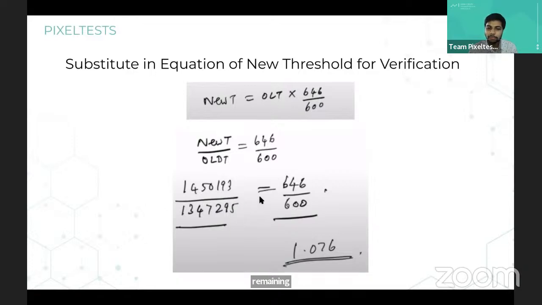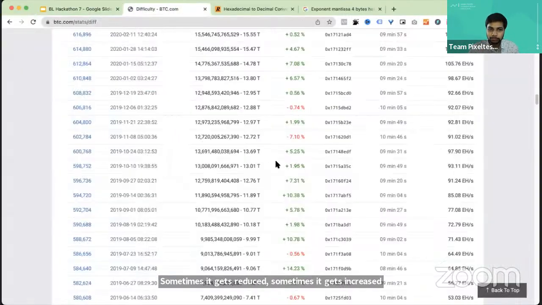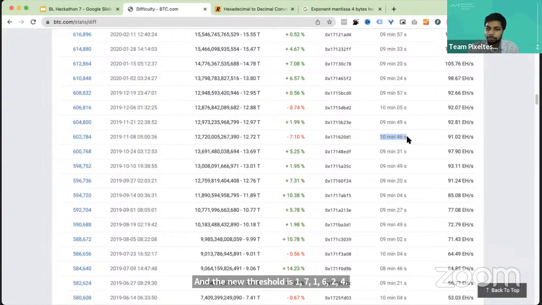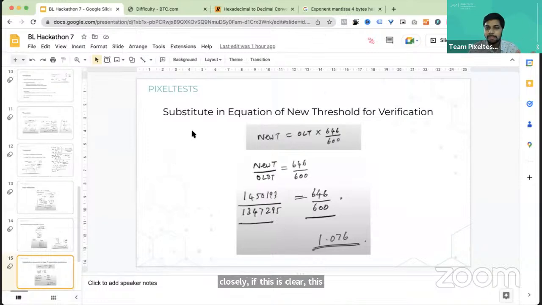So if you are just wondering what happened to the 256 power 20, that got cancelled out, and this is what is there. And if you try doing the division of the same, you'll get both places 1.076, meaning that this is the equation. This is how a new threshold value gets calculated every time. Sometimes it gets reduced, sometimes it gets increased. So let's go ahead and verify here. The new threshold is 171624. The division of the new threshold by old threshold, or the average time by 600, is always going to be same. So you can do it with all the two sets of 2016 blocks average. You will get the same result. So this is what we have understood. Now, this calculation verifies that the new threshold is old threshold into 646 by, or the average time by 600.